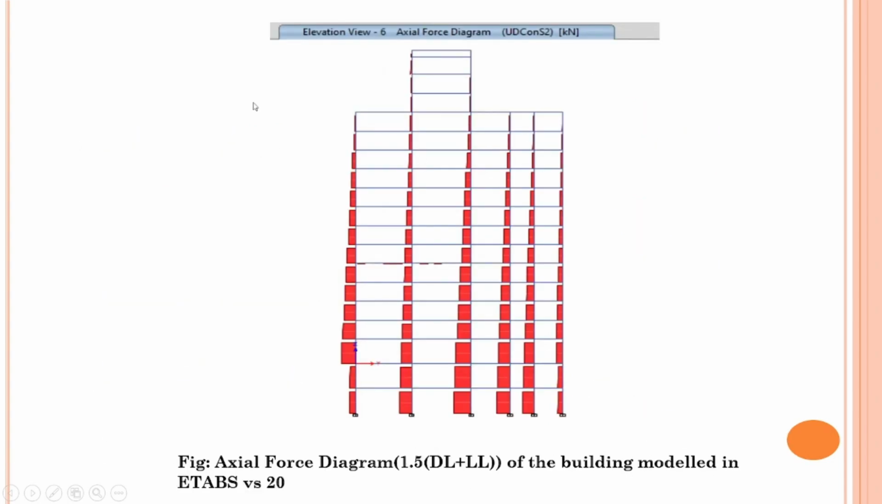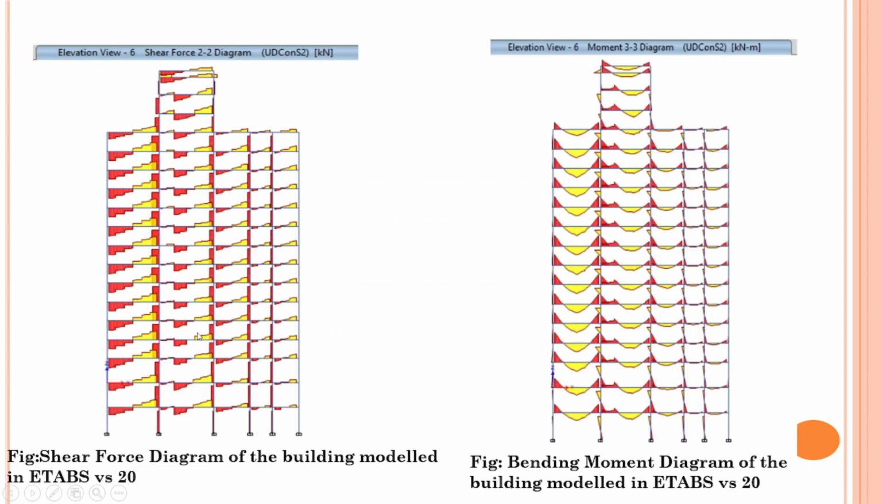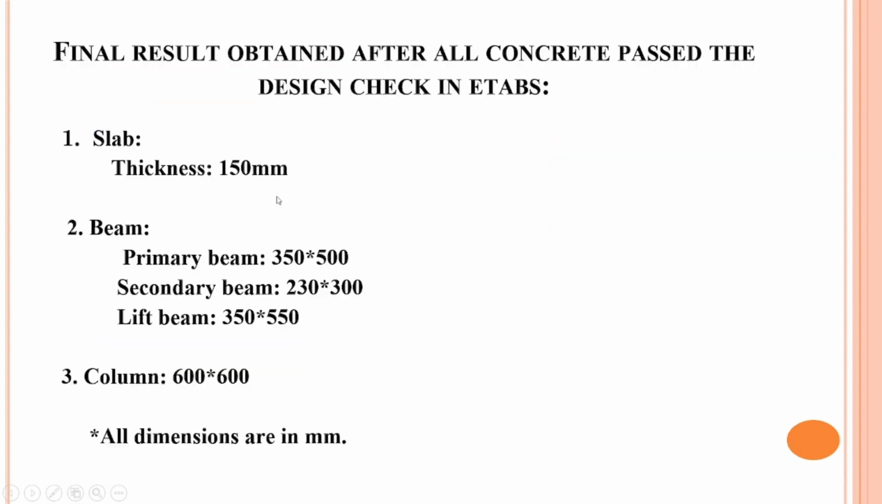You can take this data from ETABS, get the screenshot and put it here. I have already discussed this in the previous video, so you can go through the link. For the bending moment and shear force diagrams, take a screenshot from ETABS. And after the final result is obtained, all the concrete members pass the design check in ETABS. Here is the result with slab thickness 150. This is the result after completing the analysis and design in ETABS.